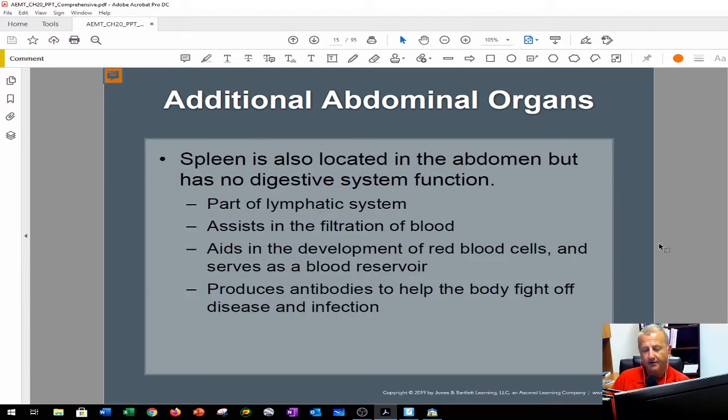The spleen. So the spleen is not part of the digestive system. The spleen is associated with the lymphatic system, which deals with immunity, things like that. It just happens to be in the abdominal area, hanging out with the digestive folks, and it gets lumped in, but it's not. It's lymphatic. It aids in the development of red blood cells and produces antibodies.